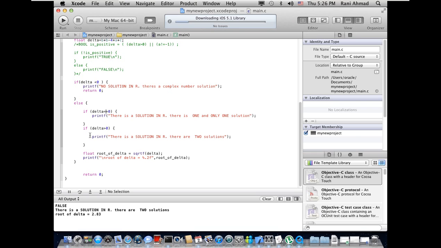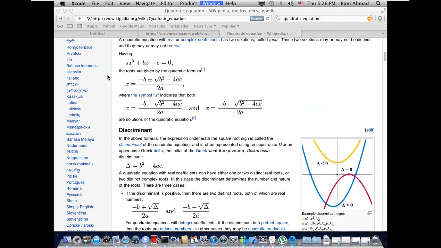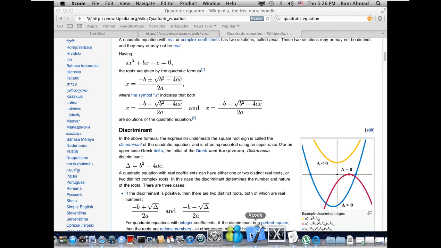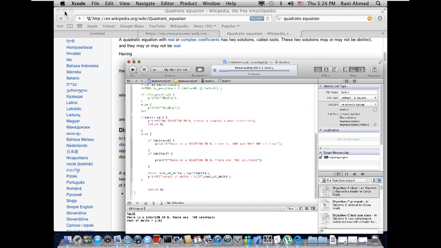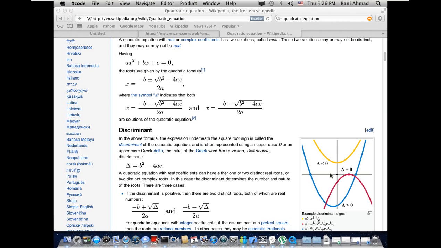So this is just one and only one crossing with the x-axis. So back to the code. Now this is when delta is greater than 0. So again, this is two solutions. Here are the two solutions.